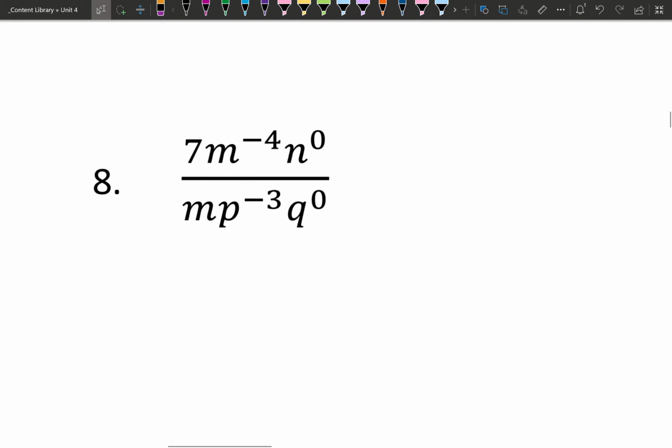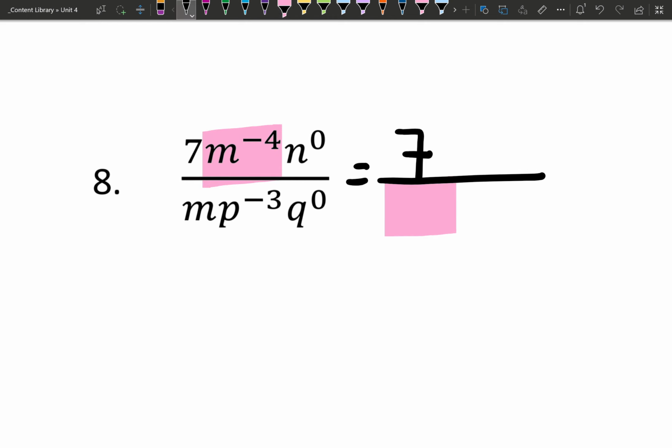Number 8. Not too bad. We got some zeros. We got some negatives. Let's do some flipping. 7 does not have a negative exponent, so I'm just going to keep it 7. M to the power of negative 4 belongs at the bottom as m to the positive 4. N to the 0 is 1, so let's write times 1.